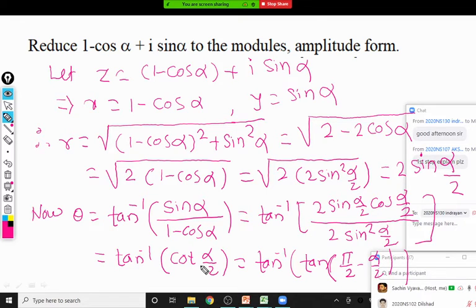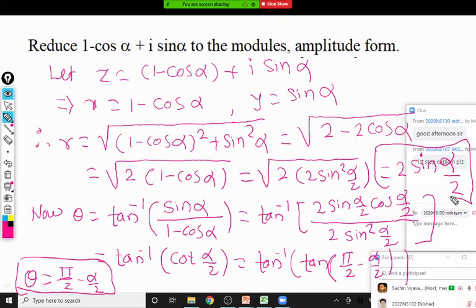That may happen sometimes, but you should focus on the correct way of writing it. So tan pi by 2 minus theta is cot theta. Tan pi by 2 minus theta is cot theta. So that theta comes here. The theta we received is pi by 2 minus alpha by 2. So this is the theta and already here is r. Both are with us.